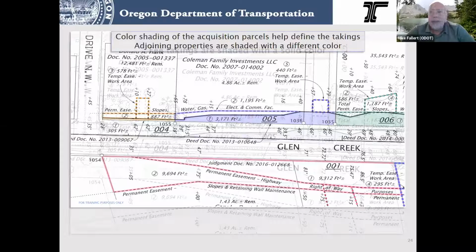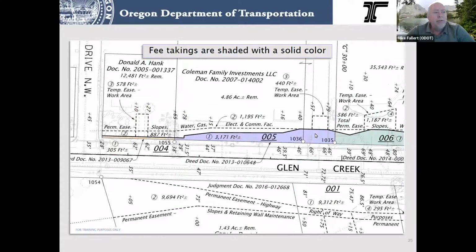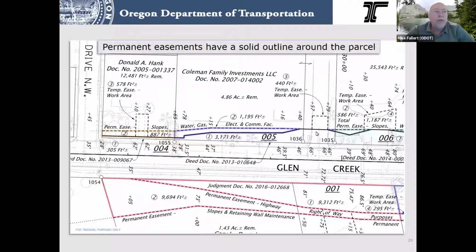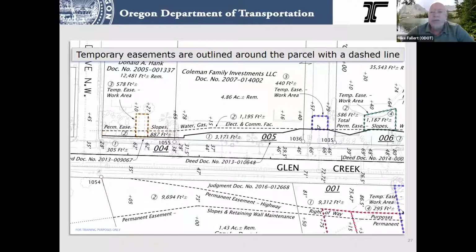So fee takings are solid, and you can see there's a slight transparency to it, so you can kind of see through it. It's not overpowering. Permanent easements are a solid outline for their color. And then temporary easements are a dashed line, so it's easy to distinguish which is which, that way.